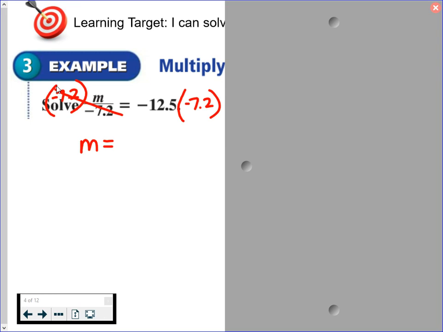Also, there's a couple things you can know right away. I see a negative times a negative. I know right away my answer is positive, and I see that my answer should have 2 decimal places in it. Will I need a side problem? Definitely.